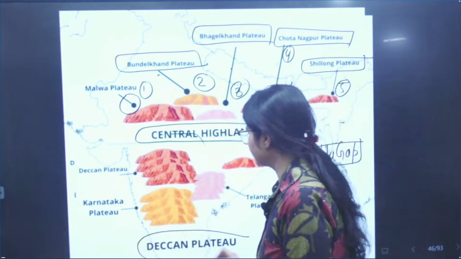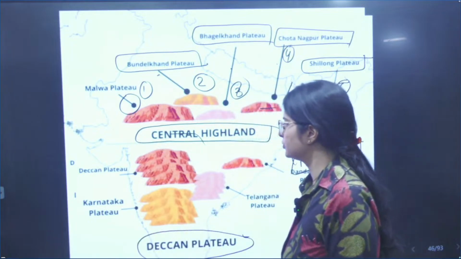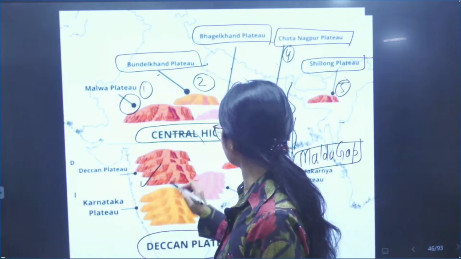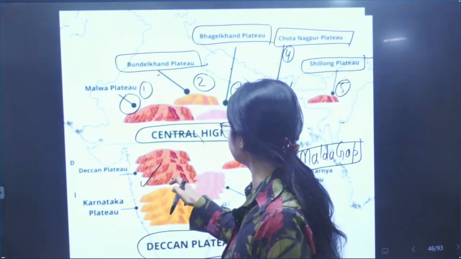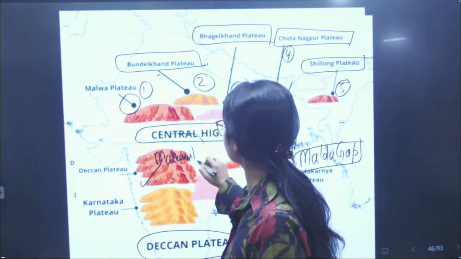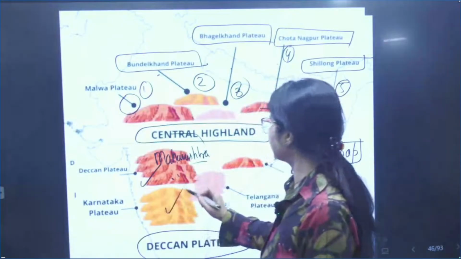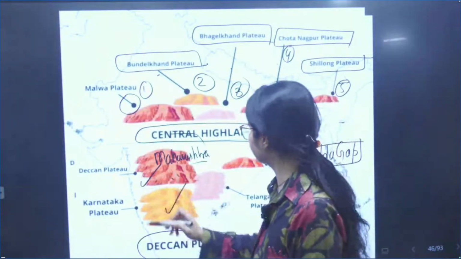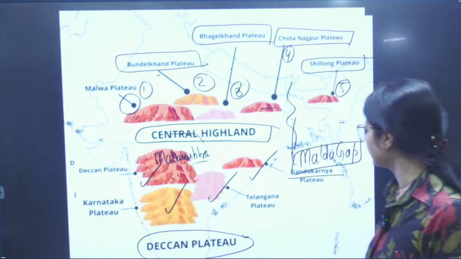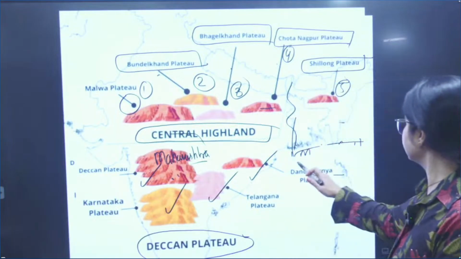Now your Deccan Plateau has been divided into, this is your Maharashtra Plateau, right? Maharashtrian Plateau, they have not written it. Then your Karnataka Plateau, or you call it the Deccan Plateau. This is your Telangana Plateau, and this is your Dandakaranya Plateau. This is the Odisha side, basically.